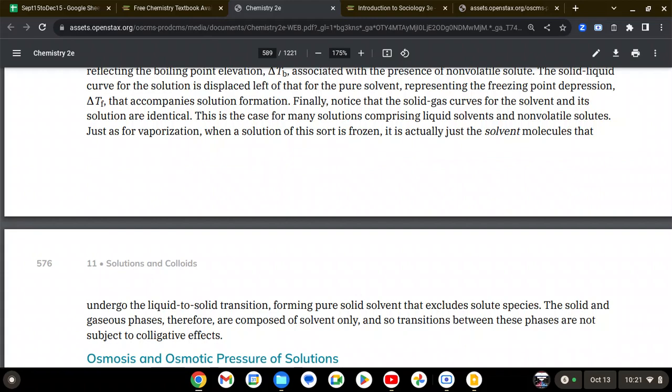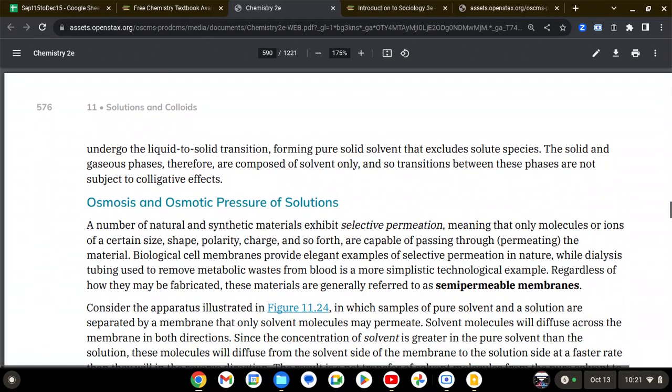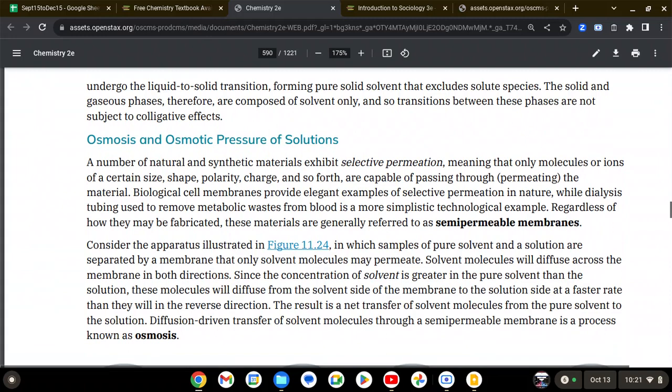Osmosis and osmotic pressure of solutions. A number of natural and synthetic materials exhibit selective permeation, meaning that only molecules or ions of a certain size, shape, polarity, charge, and so forth are capable of passing through the material. Biological cell membranes provide elegant examples of selective permeation in nature, while dialysis tubing, used to remove metabolic wastes from blood, is a more simplistic technological example. Regardless of how they may be fabricated, these materials are generally referred to as semi-permeable membranes.